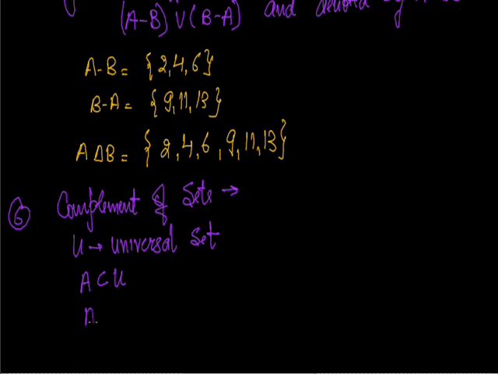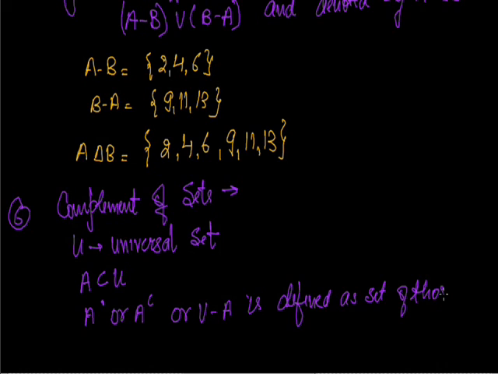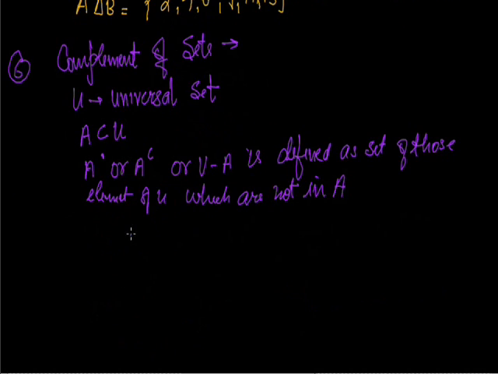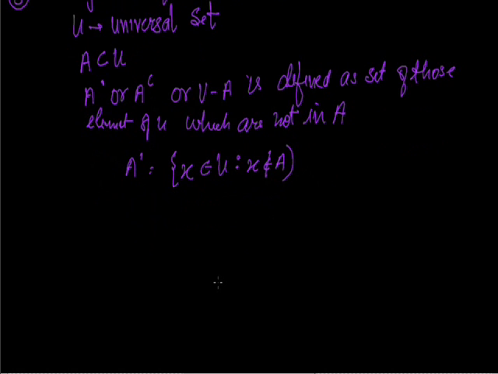So A dash, or we will write it A power C, or U minus A, is defined as the set of all those elements of U which are not in A. A dash will be equal to the set of X such that X belongs to U but X does not belong to A. Clearly. Let's move to the example.